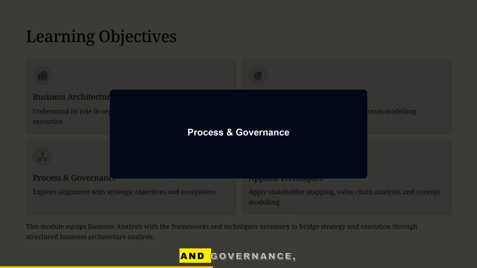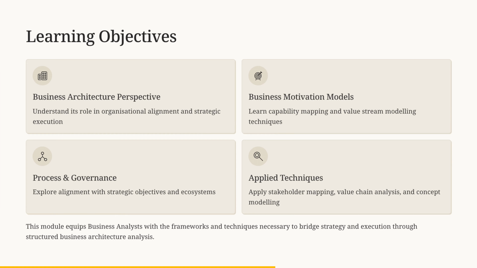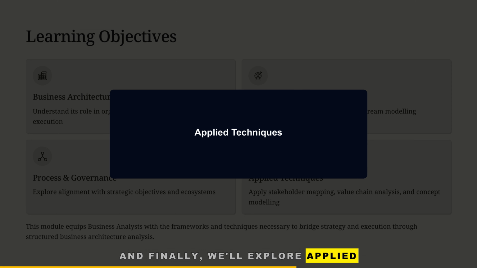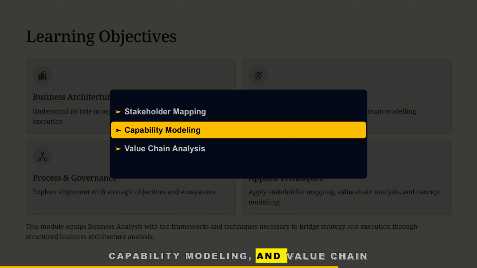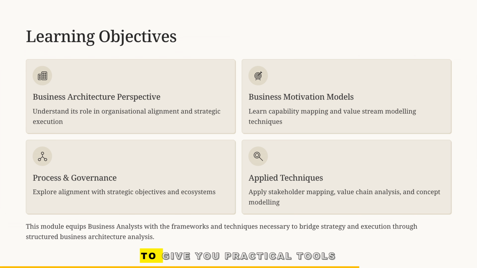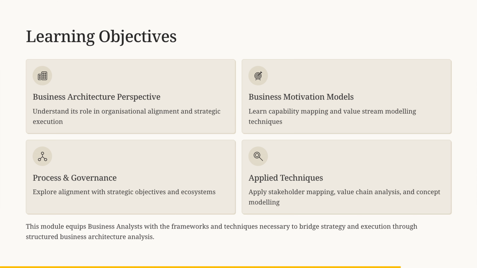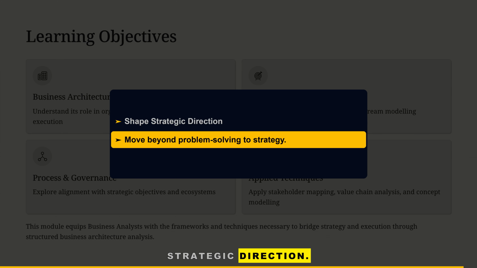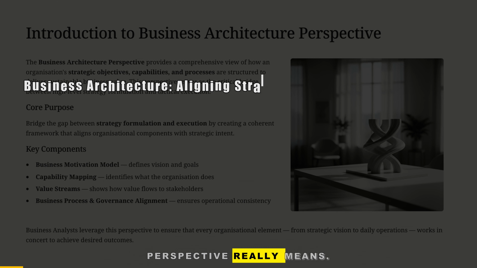We'll then move into process and governance, understanding how an organization ensures that what's being done daily stays aligned with its strategic intent. And finally, we'll explore applied techniques, including stakeholder mapping, capability modeling, and value chain analysis, to give you practical tools you can apply in real-world business transformation. This module will help you become the kind of business analyst who doesn't just solve problems, but helps shape strategic direction. Let's begin by grounding ourselves in what the business architecture perspective really means.